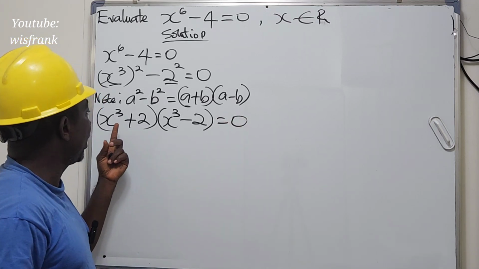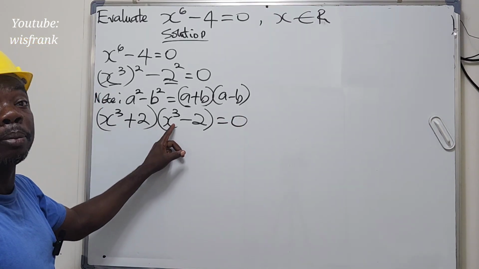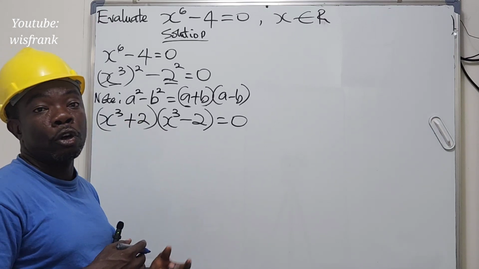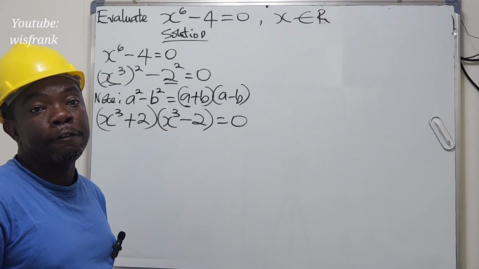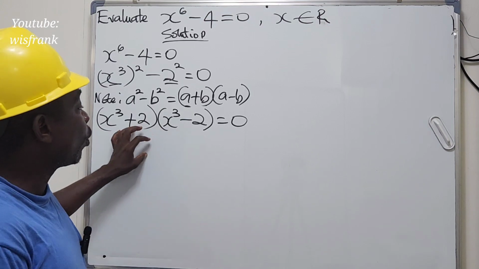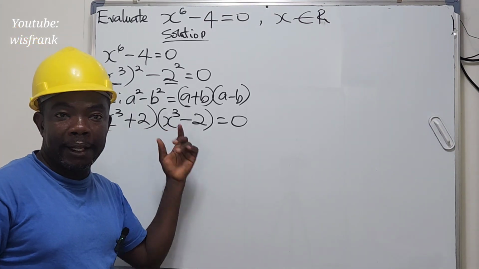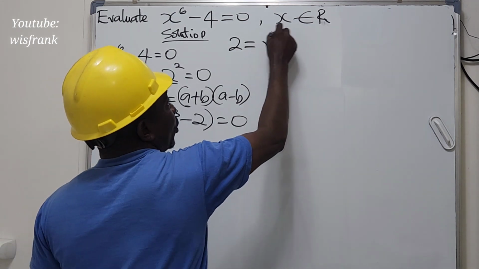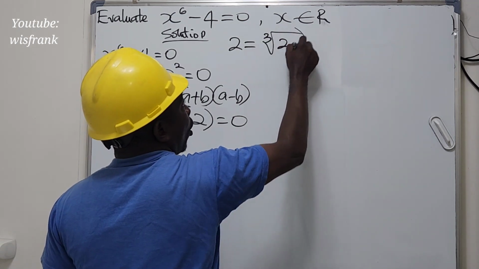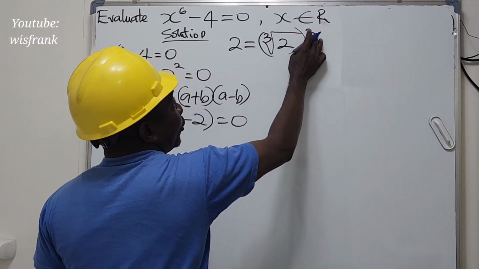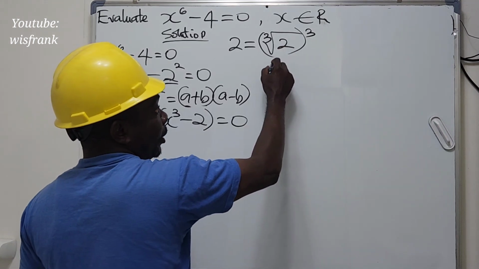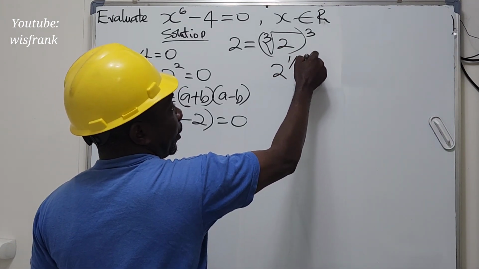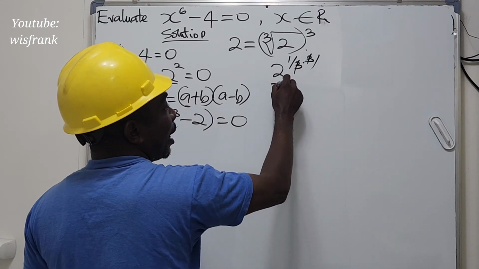We can see that we have x to the power of 3 here and also x to the power of 3 here, and the two parentheses are plus or minus. So we are going to look for a value of this constant that will make it to the power of 3. In this case, 2 is the same thing as cube root of 2 all to the power of 3. So this can be written as 2 to the power of 1 over 3 times 3. The 3 cancels here and the 3 cancels here, so we still have 2.